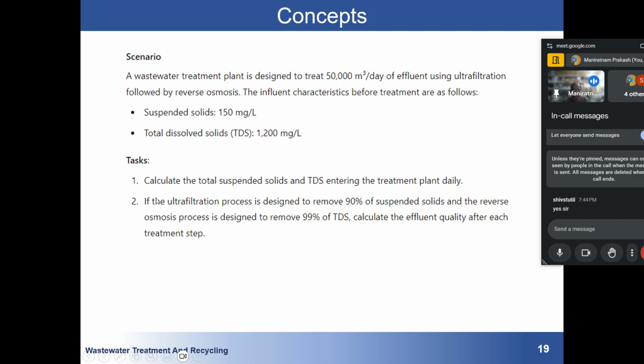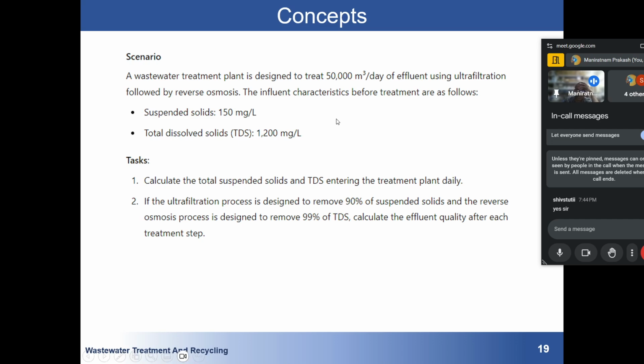This is a very simple question. If the ultrafiltration process is designed to remove 90% of the suspended solids, and the reverse osmosis is designed to remove 99% of TDS, calculate the effluent quality after each treatment step. You just have to take the initial value and the final value. The only thing you have to know is that first there will be ultrafiltration followed by reverse osmosis.